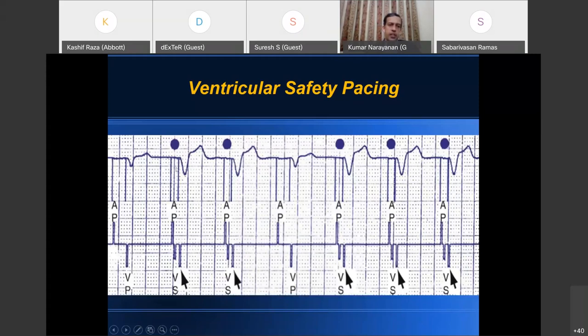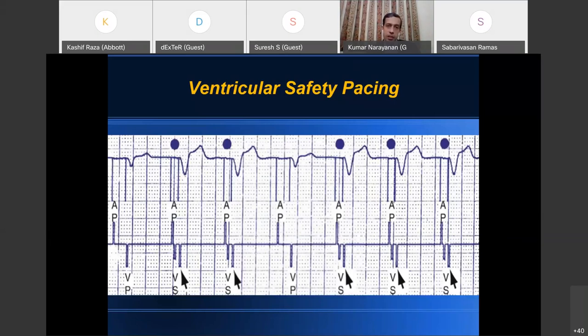And here you have the atrial pacing followed by pacing at an extremely short, absurdly short AV delay, which nobody will program. So when you see this, you should immediately suspect that this is ventricular safety pacing. And you should find out as to why this is happening.